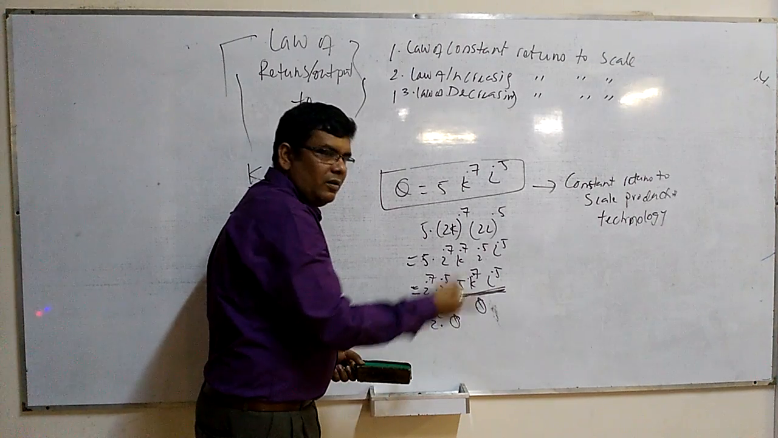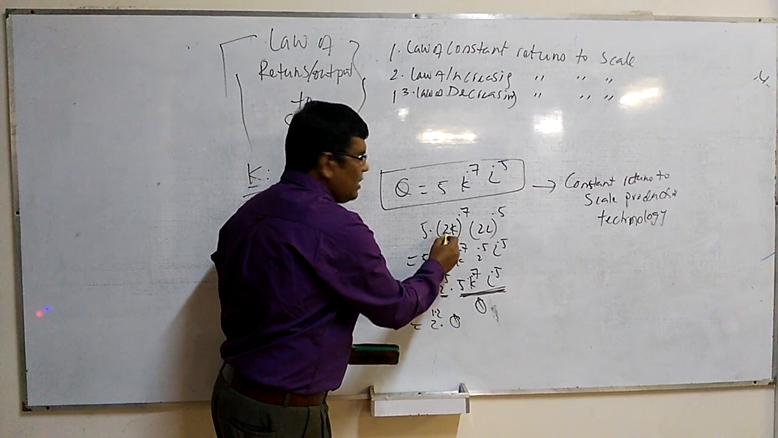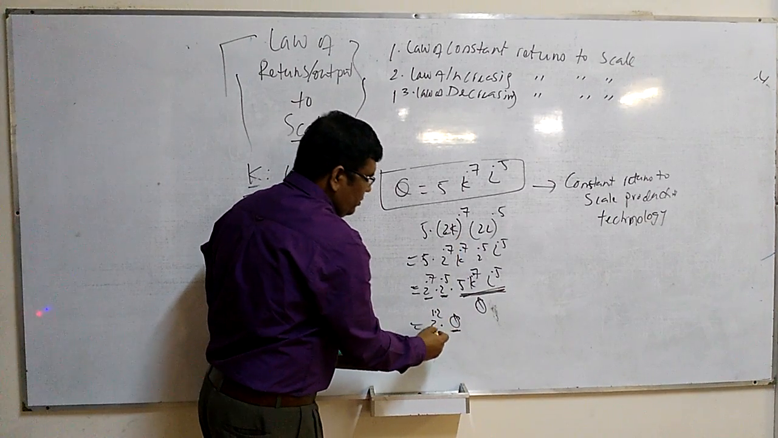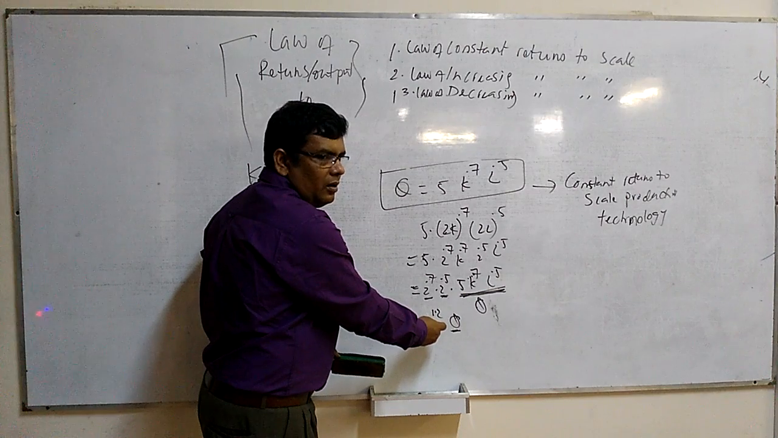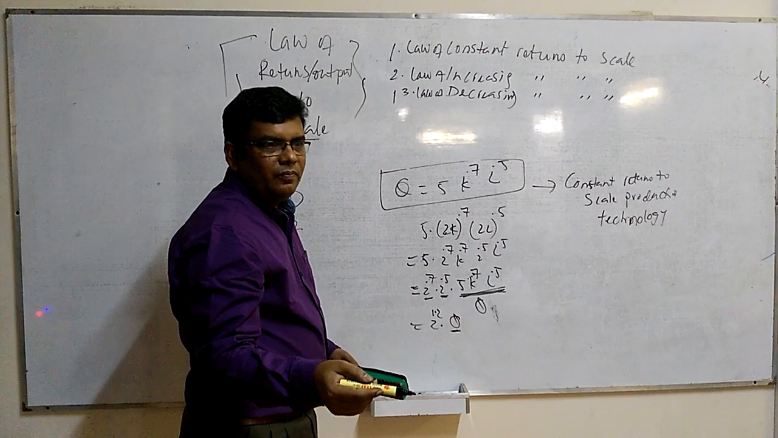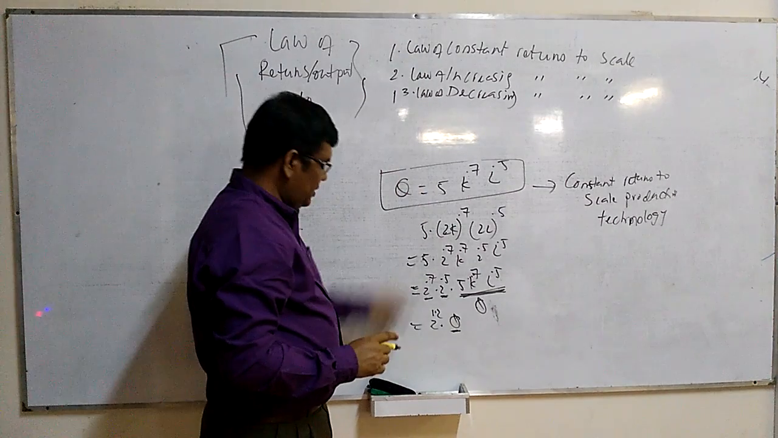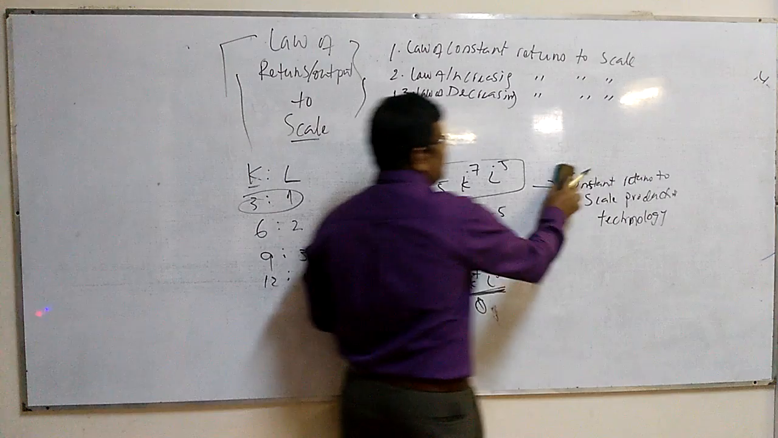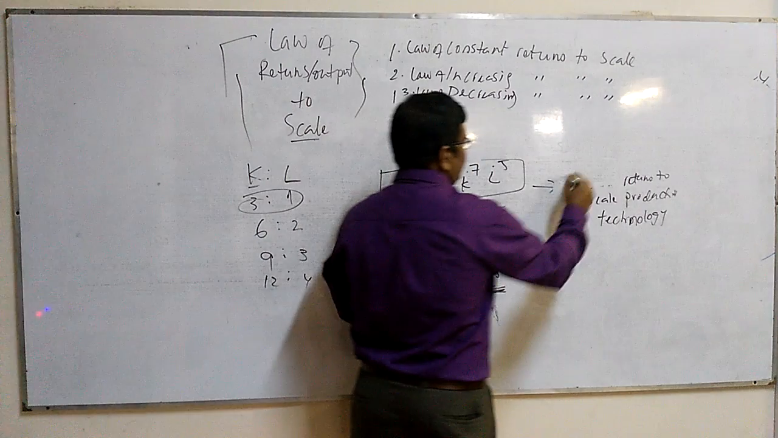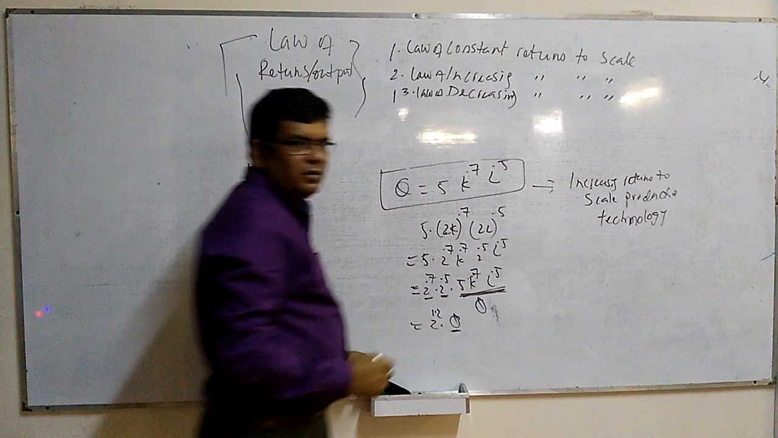It's more than double. We just made the inputs double, and we got the output more than double. 2 to the power 1.2 means more than 2. So output becomes more than double. So this production technology is not constant. It is increasing. Increasing returns to scale production technology.